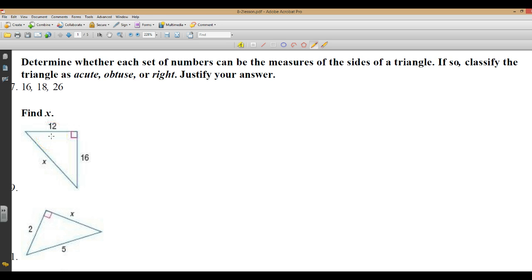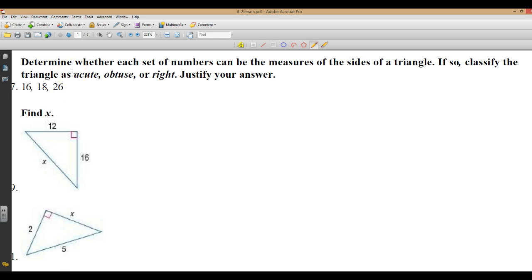For number 7, determine whether each set of numbers can be the measures of the sides of a triangle, and if so, classify the triangle as acute, obtuse, or right, and justify your answer. The first thing we want to check is that the sum of two sides must be greater than the third side. So 16 plus 18 is greater than 26. 18 plus 26 is greater than 16. And 16 plus 26 is greater than 18. So these do represent the side lengths of a triangle.